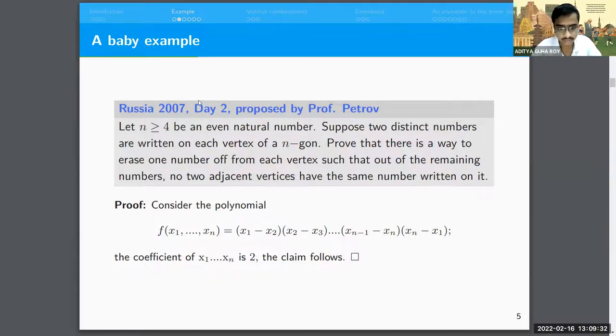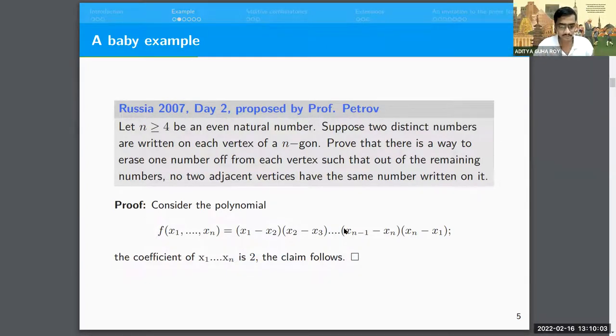You can see that it's easy because, if n is even, there are two contributions to this. One is when we take all the terms having the positive plus one coefficient, that gives us the term x1 to xn, and then again when we multiply the terms having the negative coefficients, we get another copy of this term. So the coefficient is 2, and then using combinatorial Nullstellensatz, the claim follows.